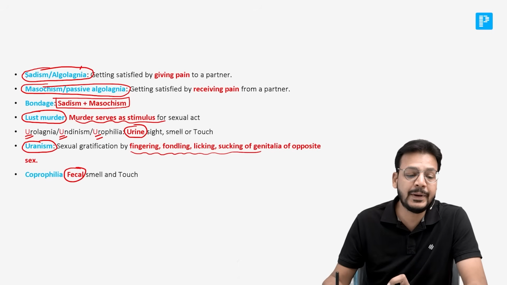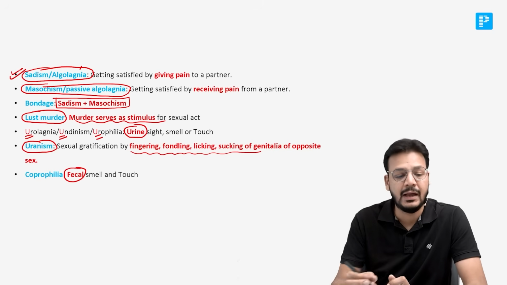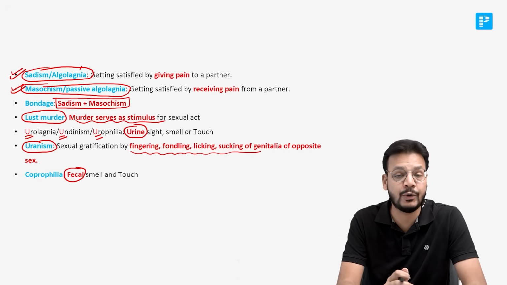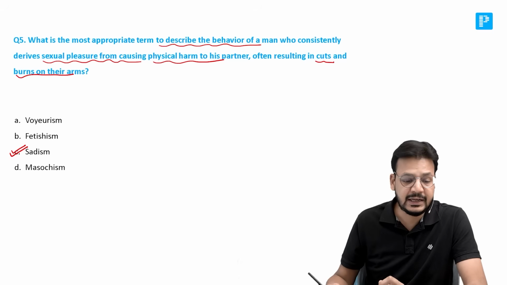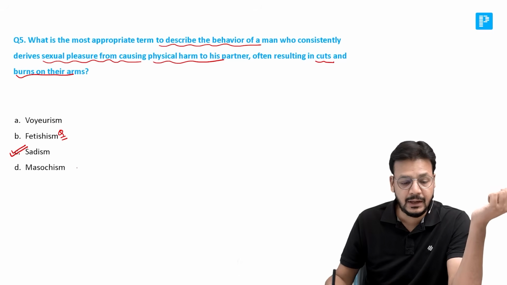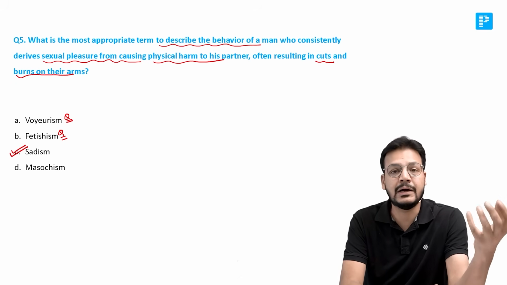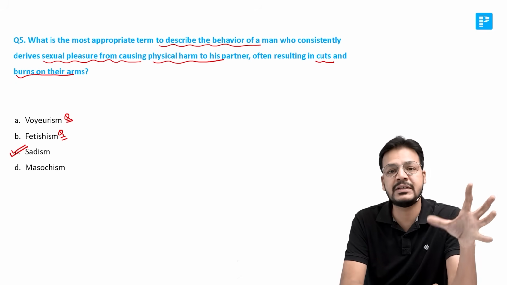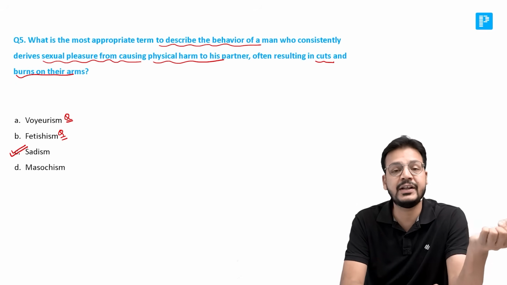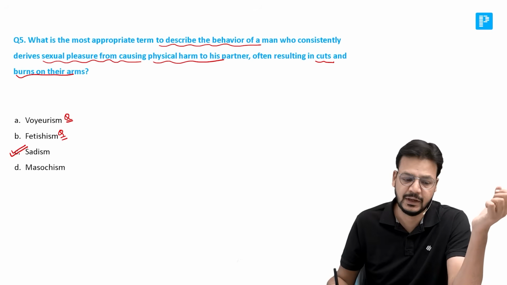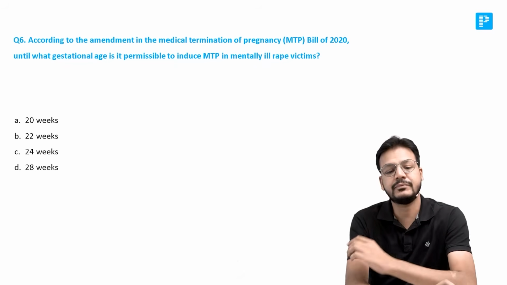So anyways, giving pain to the partner is sadism, and suffering pain from the partner is masochism. Passive algolagnia is masochism. And the remaining option, fetishism, is by inanimate object, and voyeurism is watching a nude girl or girl involved in sex. Wo for voyeurism, wo for watching. And fetishism is by inanimate object if you are satisfied. So here answer is sadism.